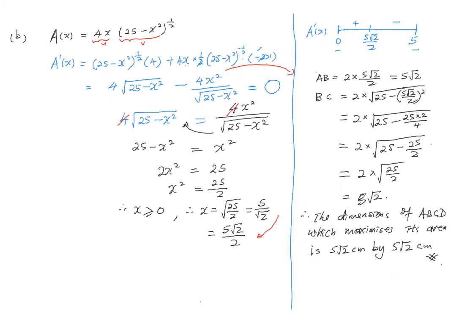Now I want to teach you how to do part B with another method. Just bear with me first. Let me write it down. For part B, we also can do it another way. I got the area of the rectangle ABCD as 4x square root of 25 minus x squared. Now I don't want to use the product rule, so I can use another method. Next time, whenever you see a square root with something multiplied by it, you can do it like that.